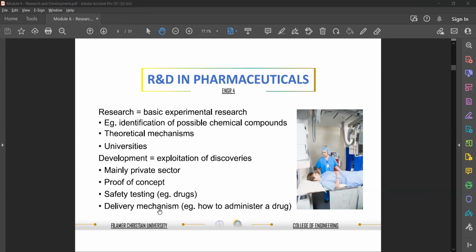And of course, delivery mechanism. So, paano ba ina-administer yung vaccine? Because of that development, makikita nila kung paano ma-administer yang vaccine. So, through oral ba? Through capsule ba yan? Or through IV? Or through ano, di ba?